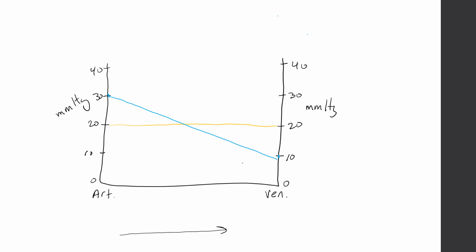Now it's a little better, but you get the idea here. Again, this is our normal, and I showed you how we had our net filtration, which is occurring here, and then reabsorption occurring towards the venous side right there.